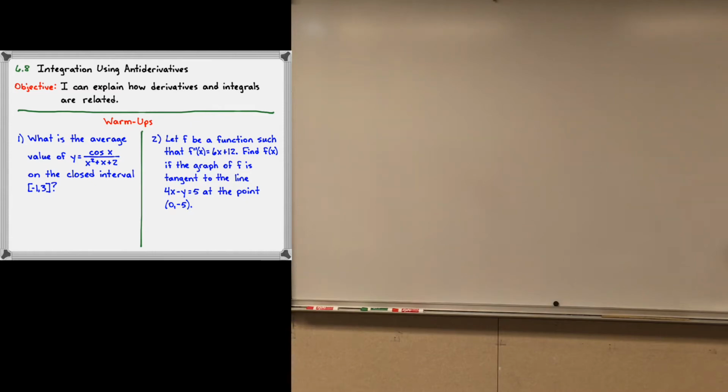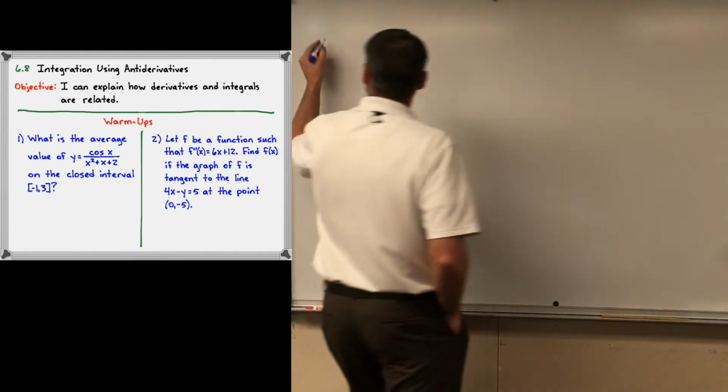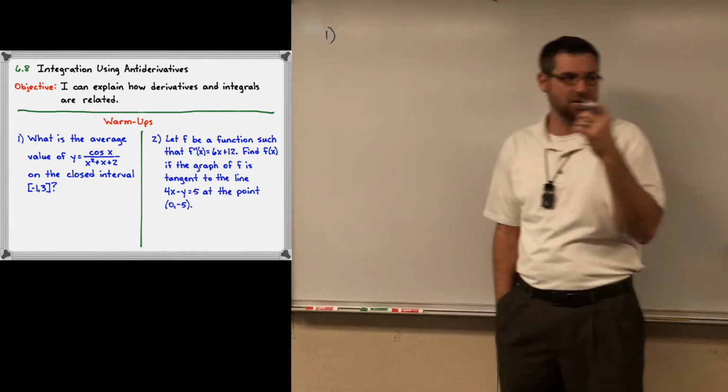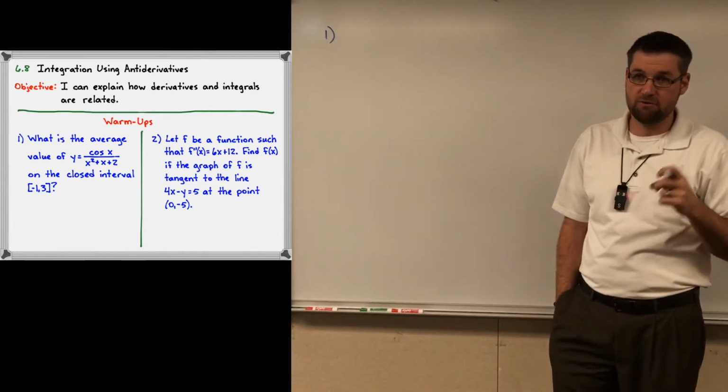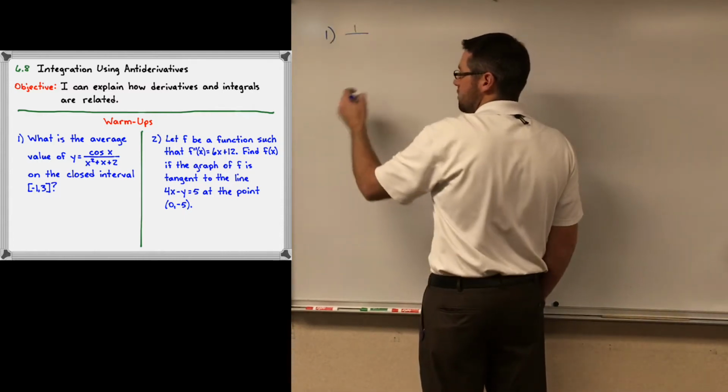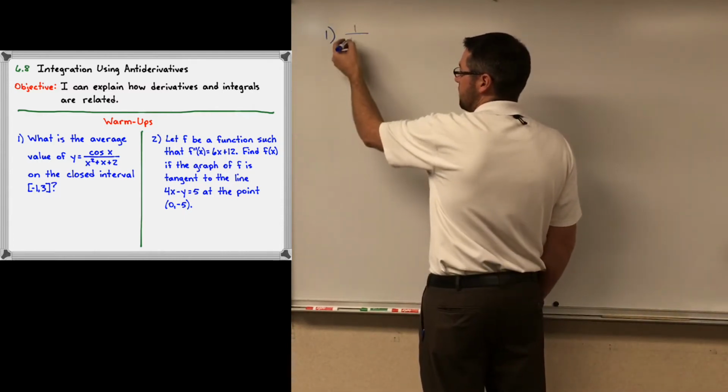Number one, we are looking for the average value. So how do I find average value? The important part of this, yes, it's a calculated problem, but the equation is the important part. How do you find average value? 1 over b minus a. Okay, so in this case, b minus a would be what?